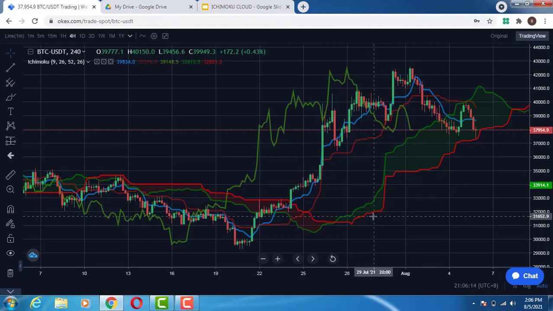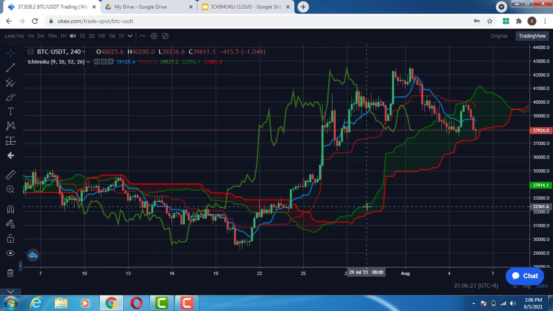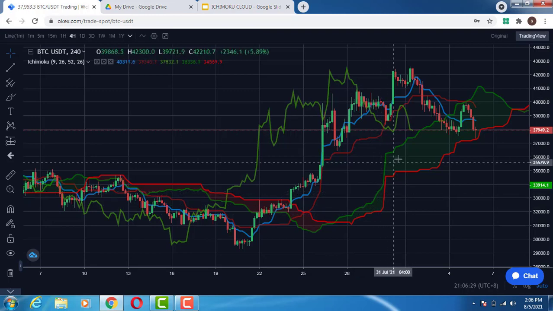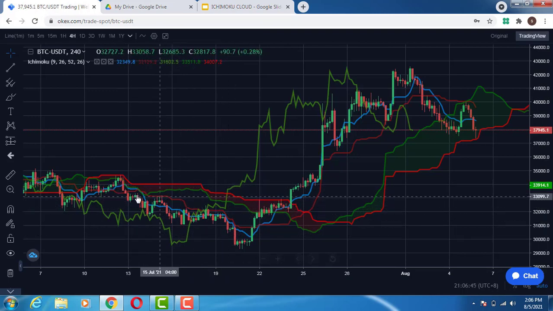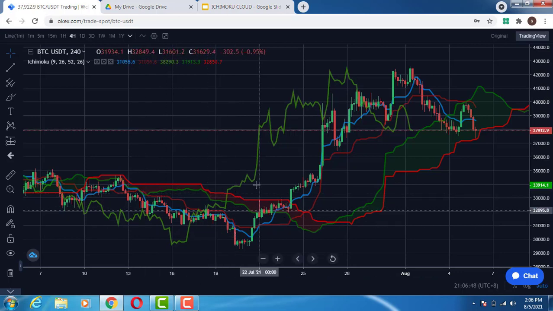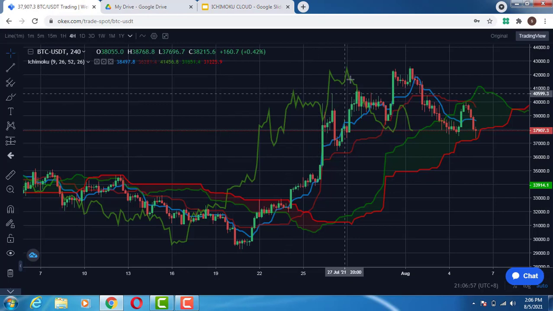The main component of the Ichimoku Cloud indicator is this cloud. This cloud shows you the direction of the trend. When the green line is above the red line, the cloud will be green, which indicates that the market is going up, that means we are in an uptrend. And when the red line is above the green line, the cloud will be red, which indicates that the market is in a downtrend, as you can see in this example on my chart. We also have another component here, which is this green line, and this green line is called the lagging span. This green line is also very important on the indicator.